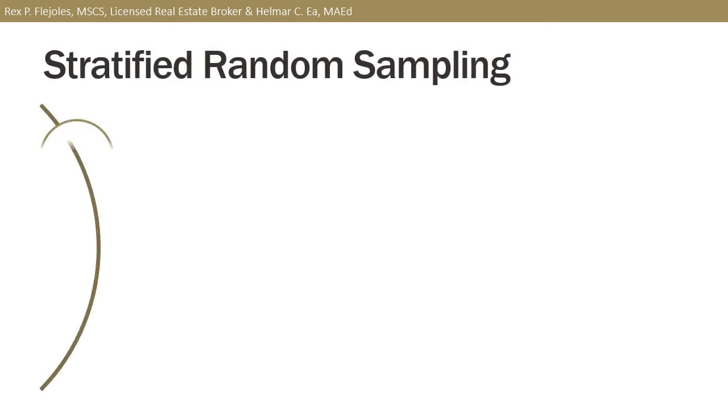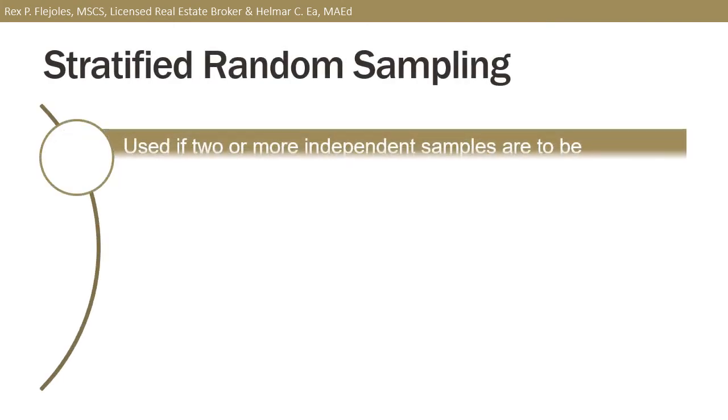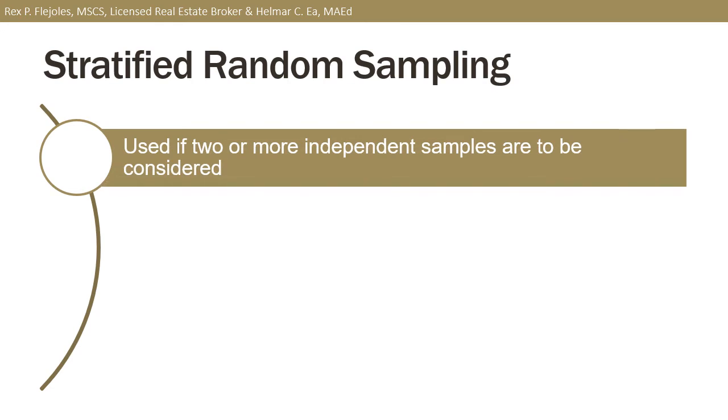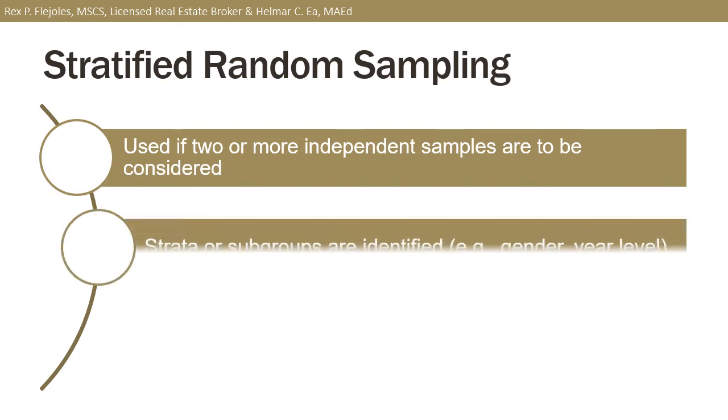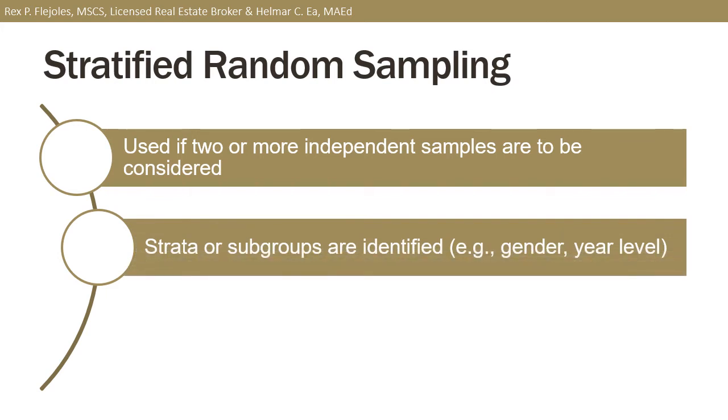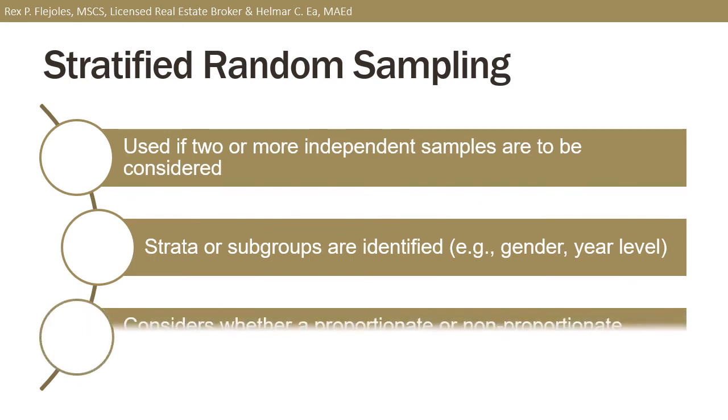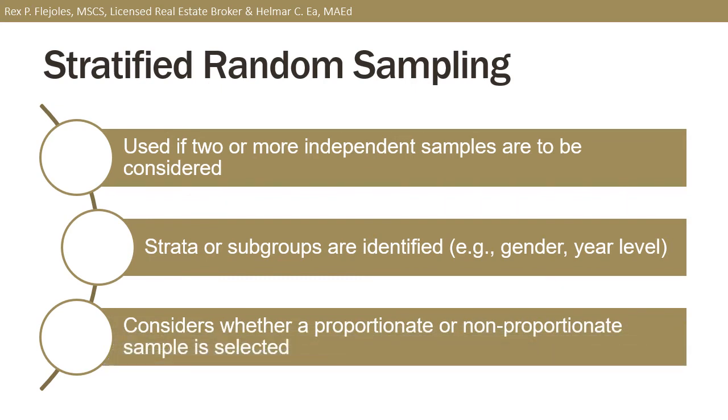On stratified sampling, this technique is used if two or more independent samples are to be considered. Strata or subgroups are identified such as by gender, male or female, and year level, first year, second year, third year, and fourth year. The method considers whether a proportionate or non-proportionate sample is selected.